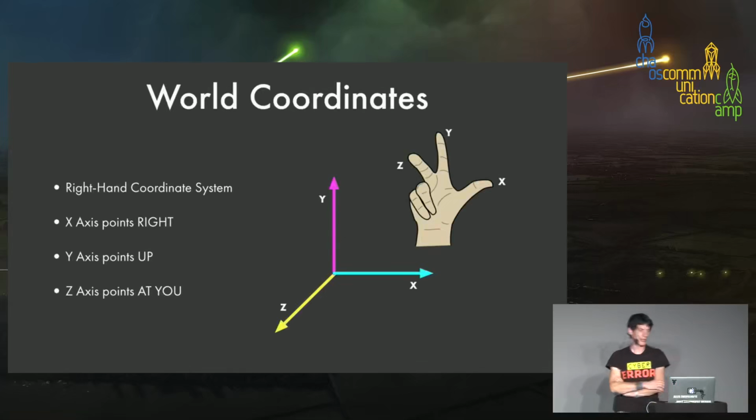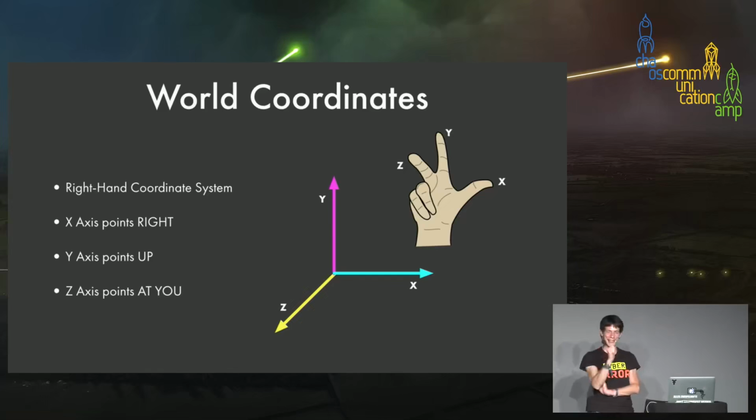We want to describe our scene as three-dimensional objects. Those objects we describe with three coordinates, x, y, z. It means we have three axes. We use a right-hand coordinate system.